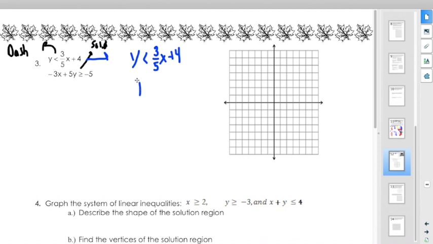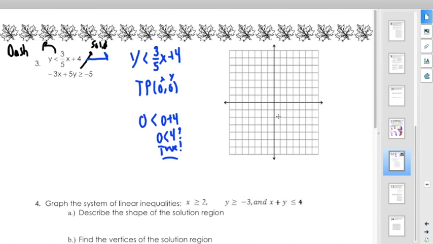Let's do the test point quick. A test point of 0, 0, x and y. So I'm going to substitute in these zeros for x and y. Is 0 less than 3/5 times 0 is just 0 plus 4. Is 0 less than 4? Yes, true.